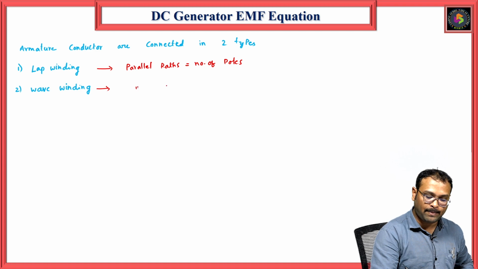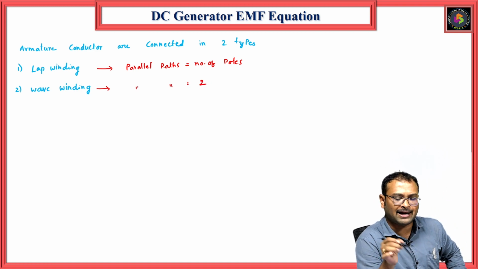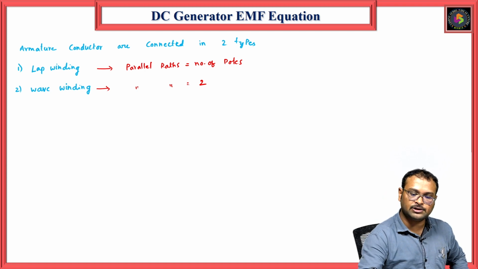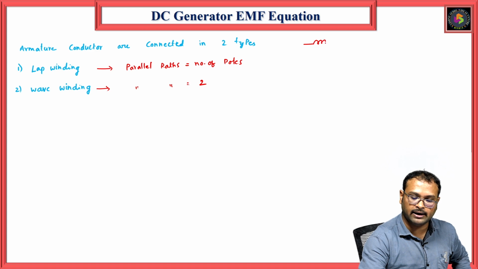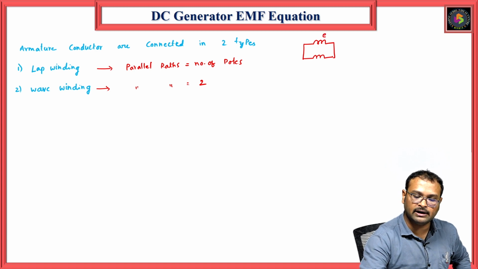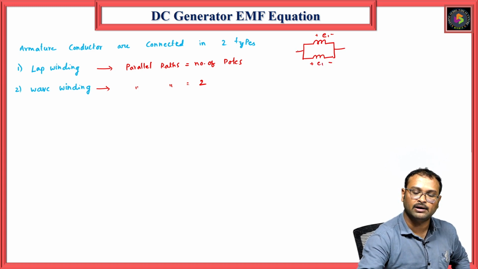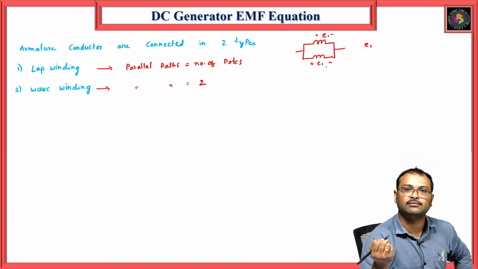Whereas the parallel paths in wave winding is equal to 2. Whatever the number of poles, the parallel paths is 2. Why are we considering parallel paths? As we discussed previously, suppose two conductors are there in parallel. This conductor will generate the EMF E1, and this conductor also generates the EMF E1. So the total EMF we will get is the same, E1 only. It is not E1 plus E1.